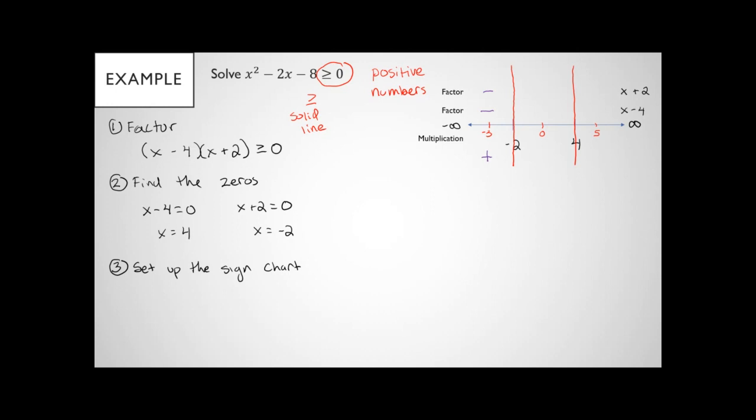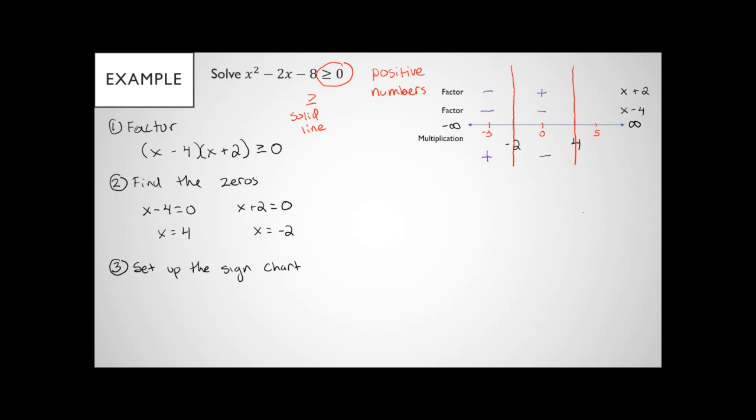Then you're going to go into the middle, and I chose 0. So we're going to plug 0 in for x, and plug it into both factors. 0 plus 2 is 2, which is positive. 0 minus 4 is -4, so we get a negative. And then a positive times a negative is a negative. So I write that multiplication underneath.